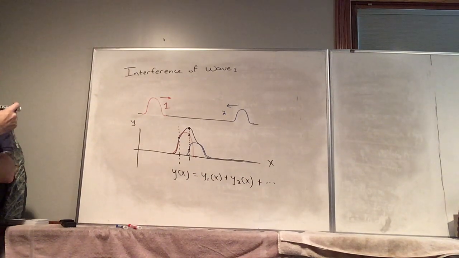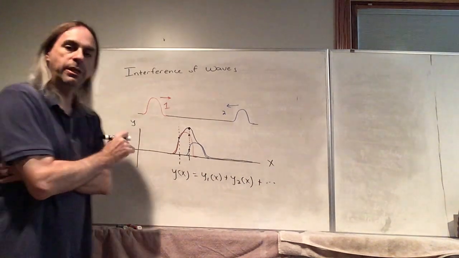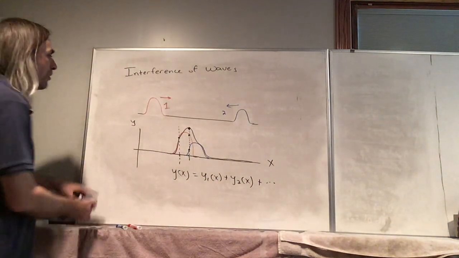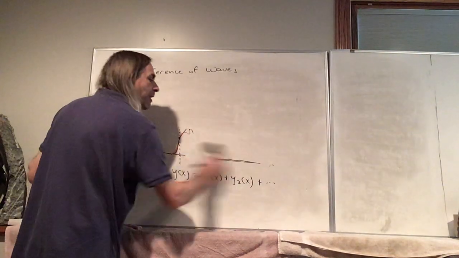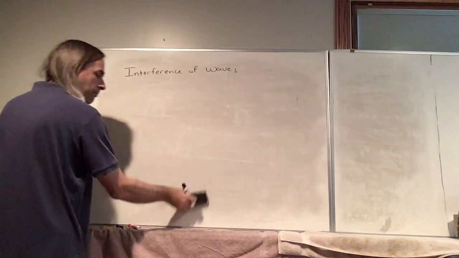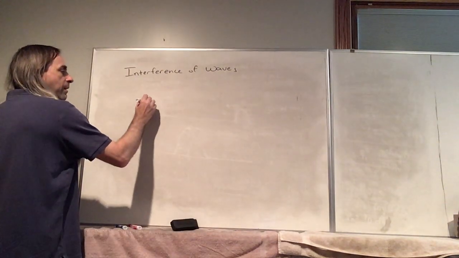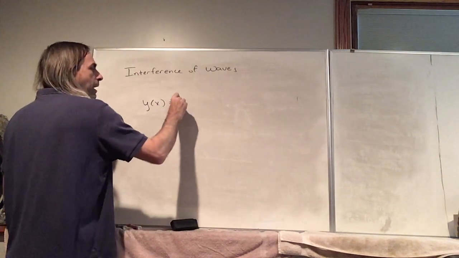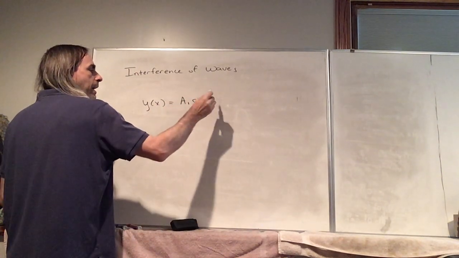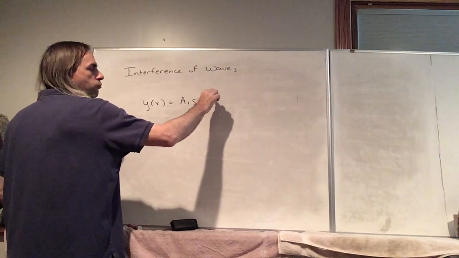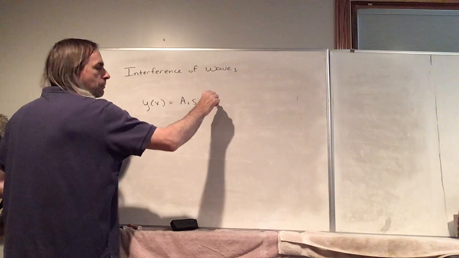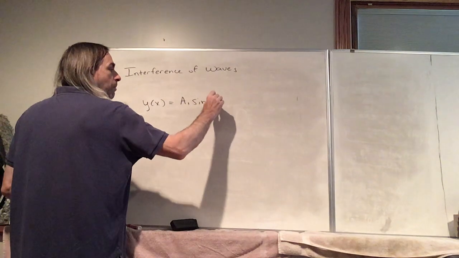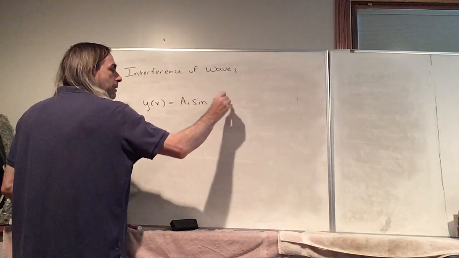Now, I said in principle this is very simple. In practice, this could be very difficult. We could end up with a problem like this, where let's say we have two sine waves crossing. We could have the amplitude y1 be, say, A1 sine of, well, we're looking at one moment in time, so we'd have 2 pi over lambda 1 x.